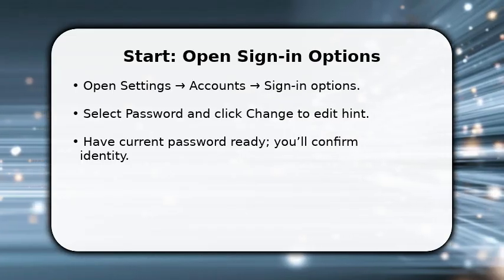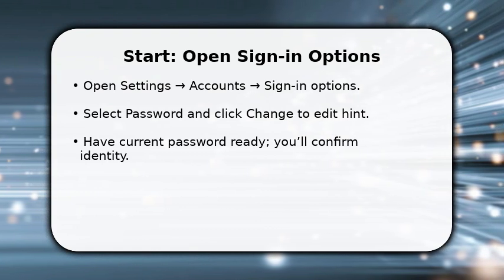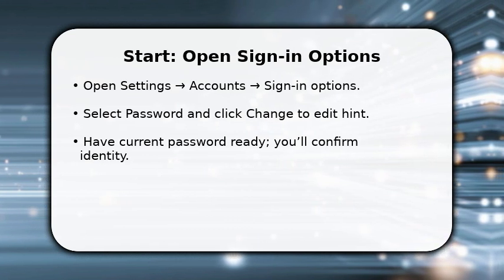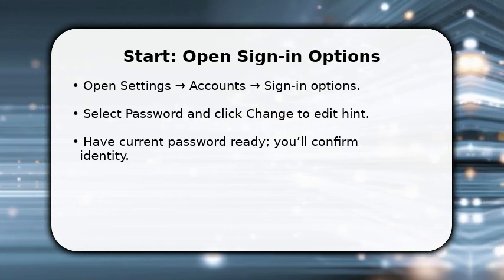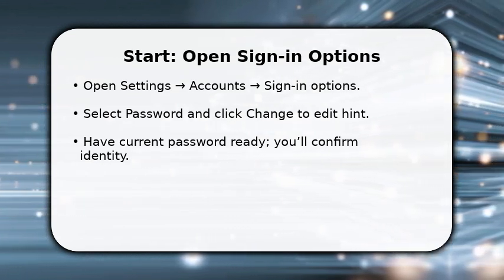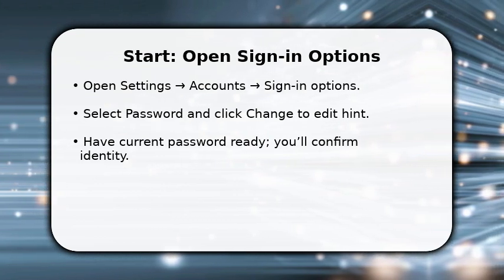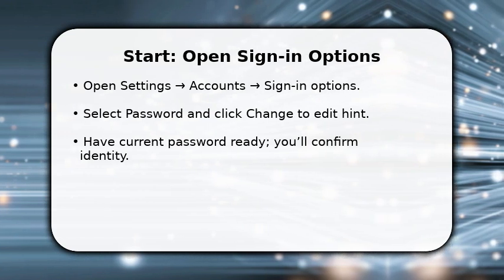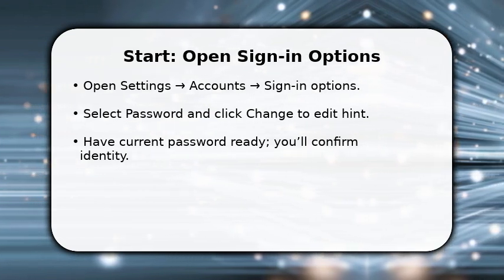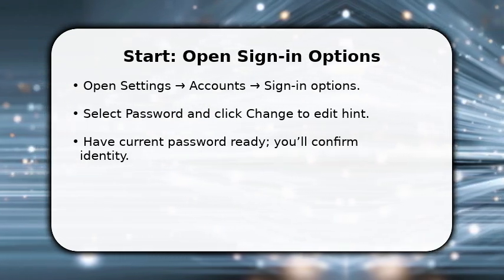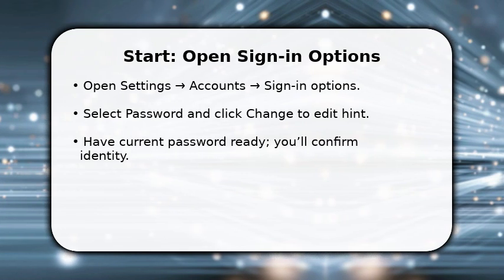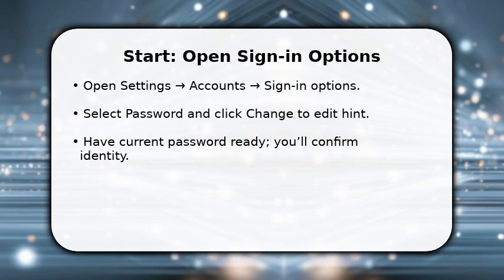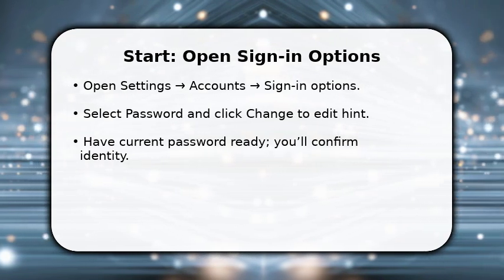You'll begin by opening Settings and navigating to Accounts, then Sign-in options so you can reach the password controls. Once there, select Password and choose Change. You need to enter your current password to prove identity. This step prevents unauthorized hint changes, which is why Windows requires confirmation. Make sure your device is unlocked or you have credentials on hand, because you'll be prompted immediately to type the existing password before creating or editing the hint.